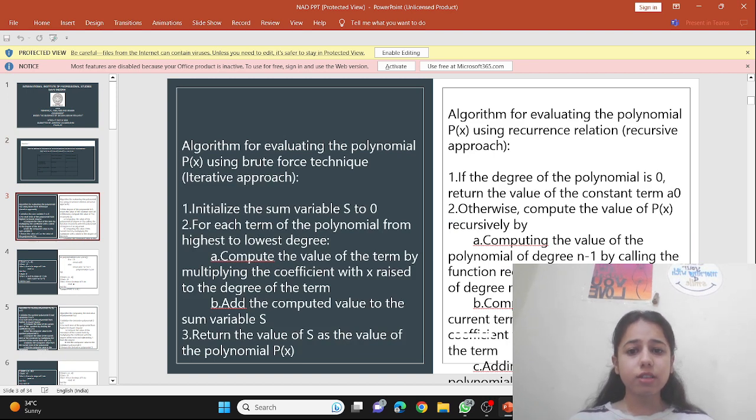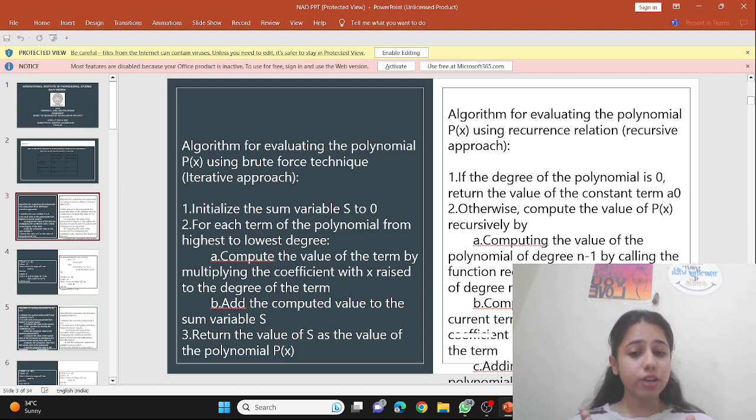In this algorithm for evaluating the polynomial P(x) using the brute force technique, let's begin with the iterative approach. First we have to initialize the sum variable s to 0. Then for each term of the polynomial from highest to lowest degree, first compute the value of the term by multiplying the coefficient with x raised to the degree of the term. The second step is to add the computed value to the sum variable s.